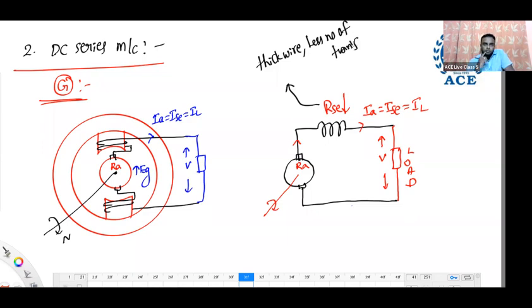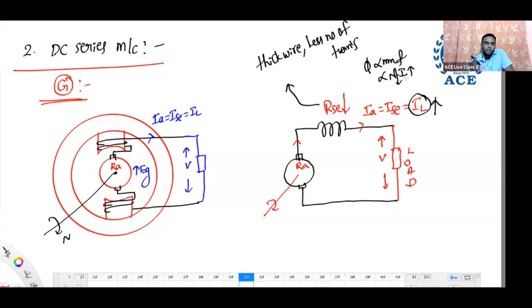Why fewer turns? Flux is proportional to MMF, that is N into I. What is the current passing through this winding? High current or not? Load current or armature current? High currents they are. The current is already very high, so you do not need more turns. You can reduce the number of turns.